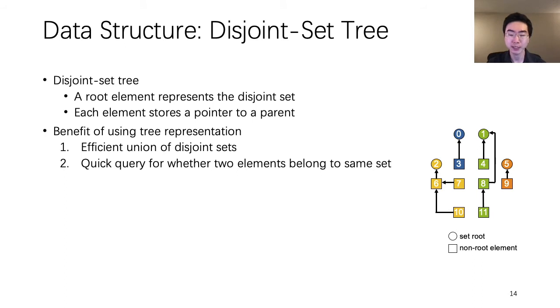Using a tree representation has 2 benefits. First, we can unite disjoint sets efficiently by uniting roots. Second, we can quickly identify whether 2 elements belong to the same set.